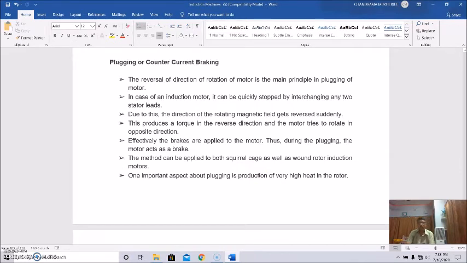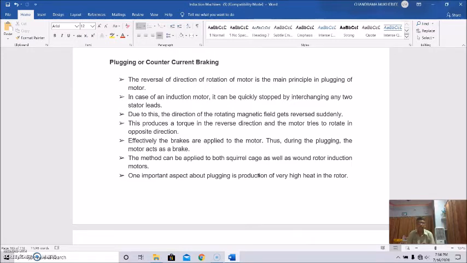So actually the reversal of direction of rotation of the motor is the main principle in plugging of a motor. In case of an induction motor, it can be quickly stopped by interchanging any two stator leads, and as a result the motor will rotate in the reverse direction. Due to this, the direction of the rotating magnetic field gets reversed suddenly, and this produces a torque in the reverse direction, and the motor tries to rotate in the opposite direction. And effectively the brakes are applied to the motor. Thus during plugging the motor acts like a brake.